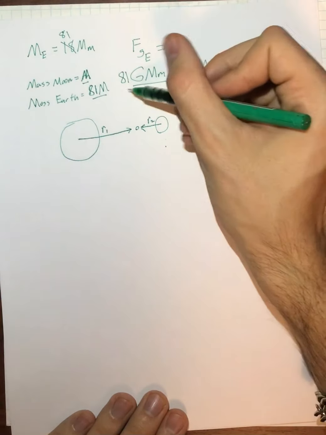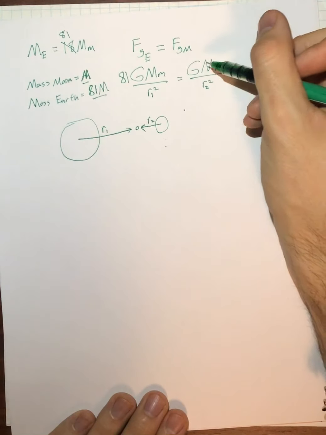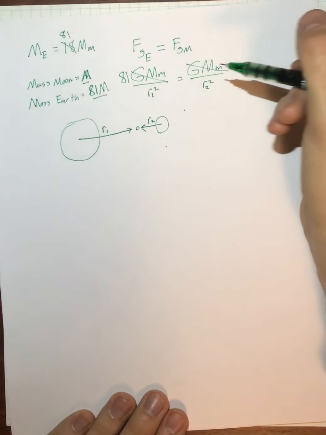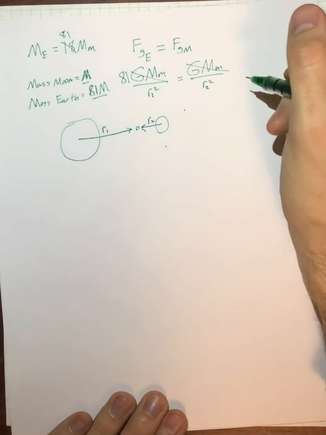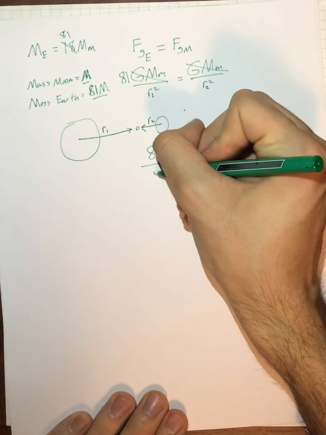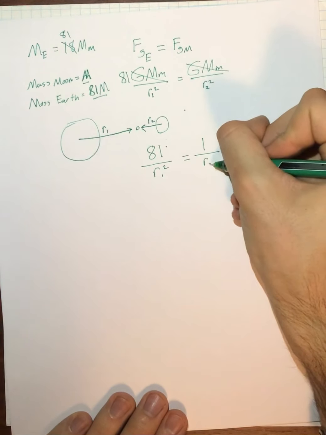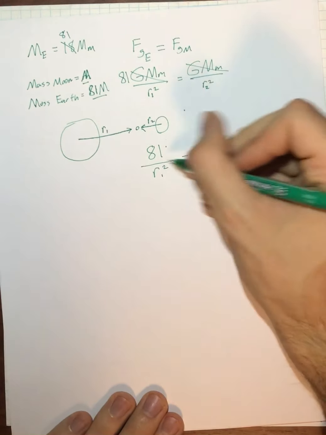Now, we have these two equations set up and personalized. Now we can start canceling stuff. And if we are lucky, which we are, all things on the top cancel out. If I divided both sides by G, they'd go away. Divided both sides by M, divided both sides by little m, that all goes away. And so what we're left with is 81 over R1 squared is equal to 1 over R2 squared, which is great. All right, so let's solve for R1.